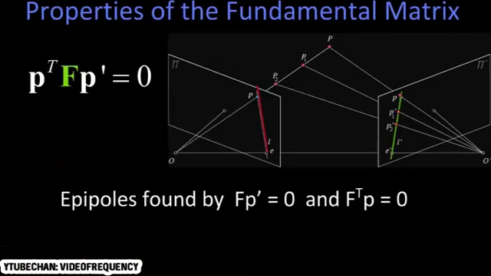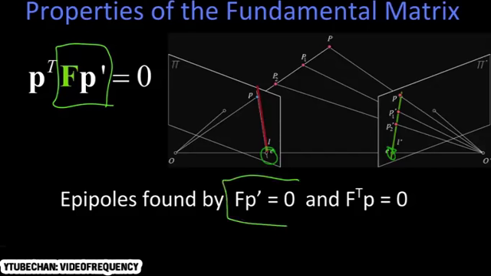Well, the way that could be is if FP prime equals 0. In order for a point to be on every epipolar line, there is only one point that's on every epipolar line. That's the epipole. So the way you find the epipole given the fundamental matrix is you solve this equation. And remember, there are two epipoles: the epipole in the original frame and the epipole in the prime frame. You just solve each of those equations, FP prime equals 0 or F transpose P equals 0, and that identifies for you the epipoles in the image.